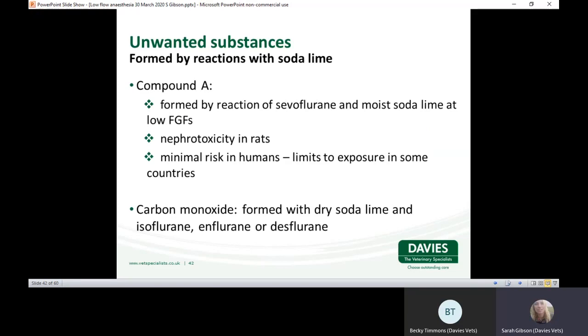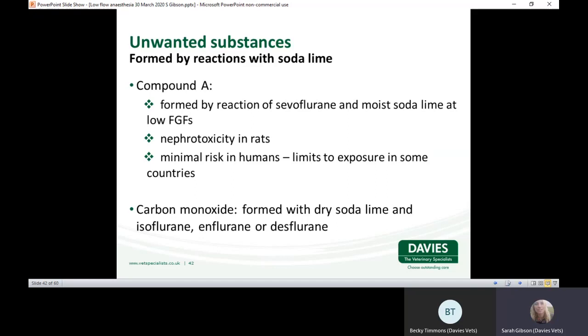So just so you're aware that there are some unwanted substances that are formed by reactions with soda lime. Compound A is formed by a reaction with sevoflurane and moist soda lime at low fresh gas flow rates, and it's been found to be nephrotoxic in rats, but there's minimal risk in people. Some countries do limit exposure, maybe to 2 hours, for example.